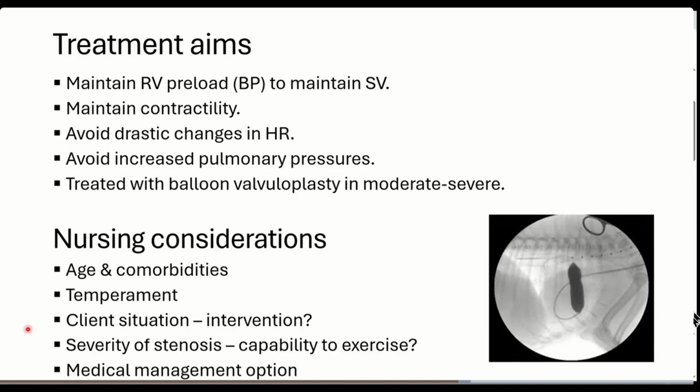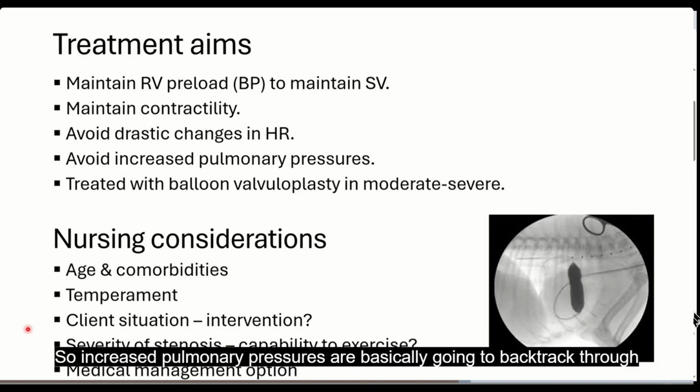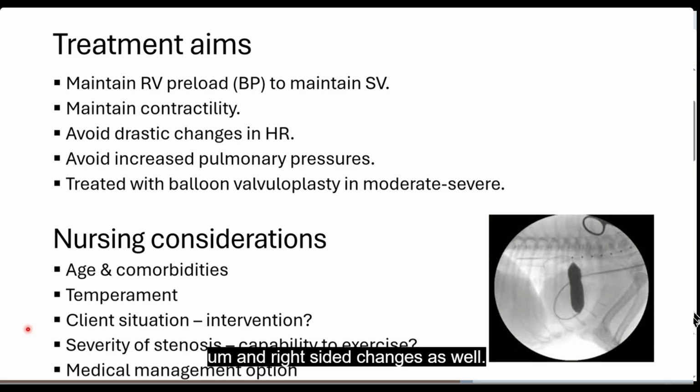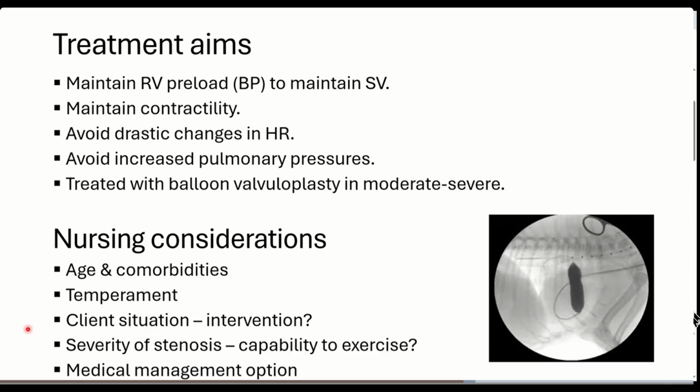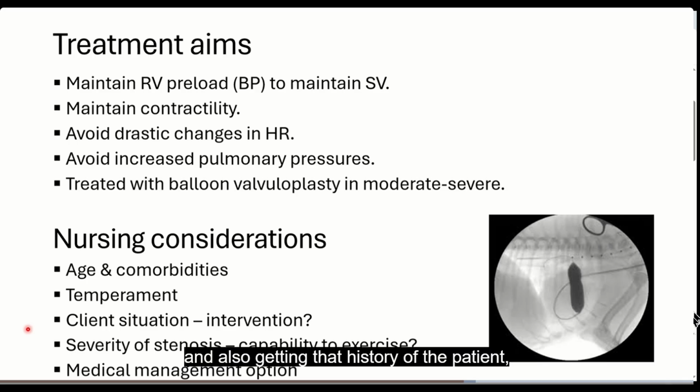So increased pulmonary pressures are basically going to backtrack through to the right side of the heart, showing pulmonary hypertension and right-sided changes as well. So it's increasing that workload on that right side even more if they've got those increased pulmonary pressures. So assessing a patient with pulmonic stenosis for respiratory issues is going to be really important, and also getting that history of the patient, of the client.